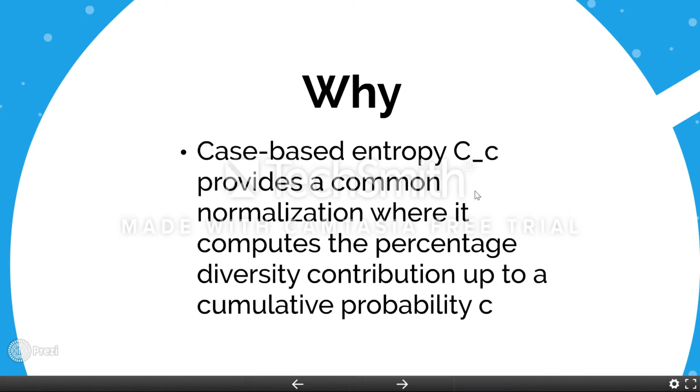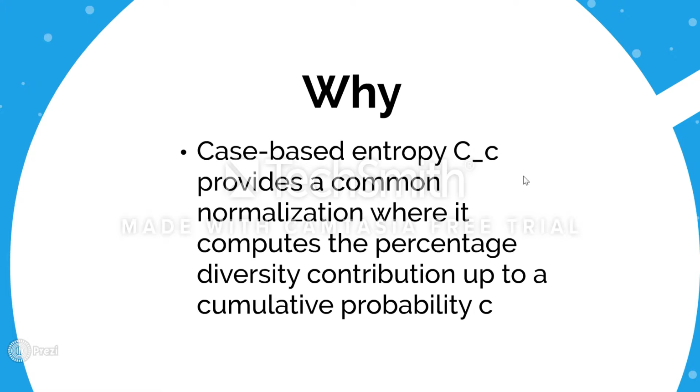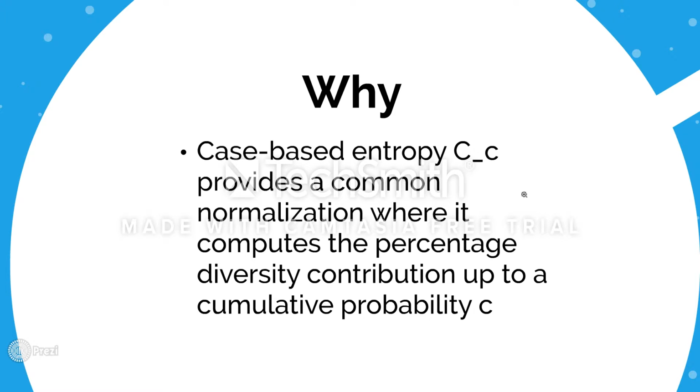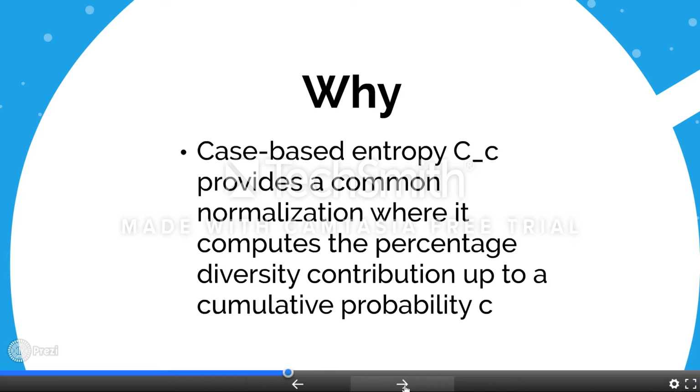That percentage diversity contribution is what we call case-based entropy. Case-based because we think of each value that occurs in the database as a case, and entropy is used because we are using Shannon entropy to calculate the diversity. So case-based entropy provides a common normalization where it computes the percentage diversity contribution up to a certain point, up to a certain cumulative probability of C.